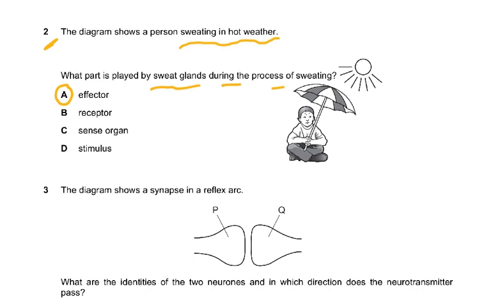So what part is played by the sweat gland during the process of sweating? It is an effector. The effector causes the sweat to be produced, and then the sweat evaporates and cools the body down. Receptor would be the temperature receptors in the skin. And the stimulus is, this room is a hot environment, so the environment is the stimulus.